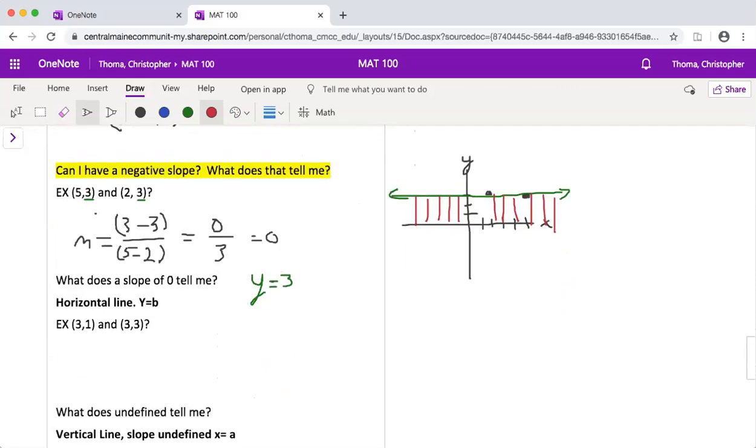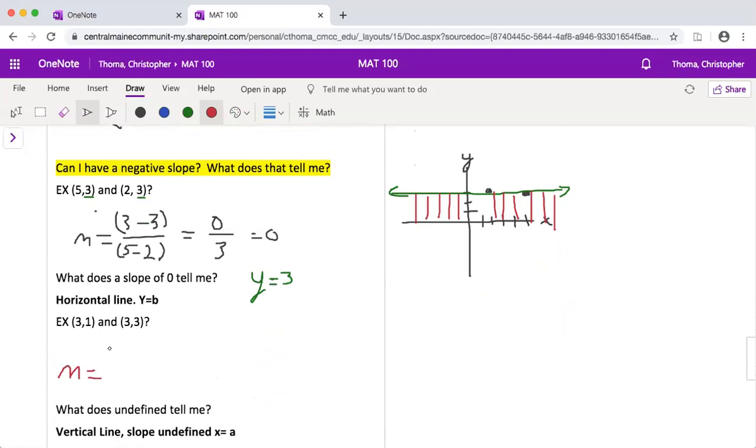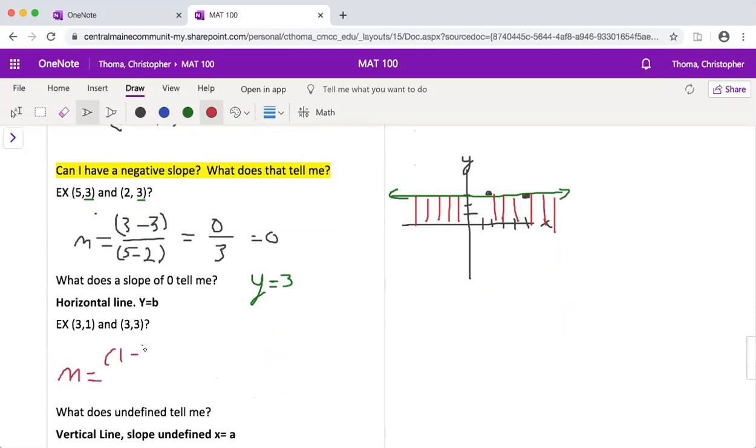If we do another one, m again. So y's 1 minus 3 all over 3 minus 3. It gives me a -2 over 0. You cannot divide by 0. This is why it's said to be undefined. However, I can still plot this, because a lot of people are like, oh, undefined, I can't do anything. Well, we still can do stuff mathematically. We just have to think about it for a minute.